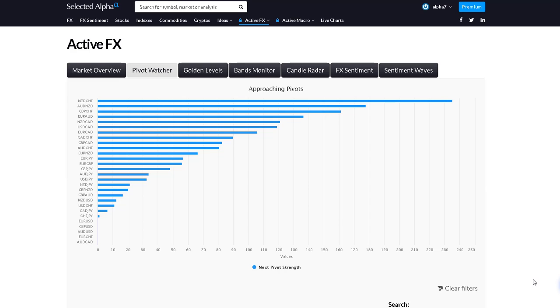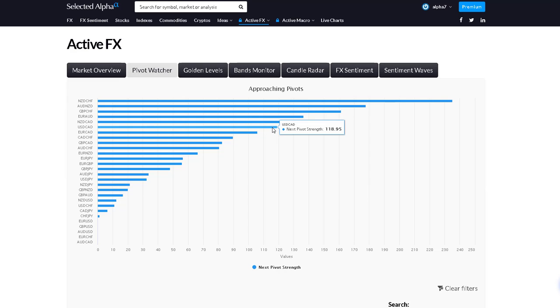PivotWatcher is constantly watching the markets for the currency pairs that are approaching significant price pivots. These can be horizontal levels or daily Bollinger Bands. The price should be moving in the direction of the pivot to be included in the report by the PivotWatcher. Maximum distance to a pivot is 1.5 daily average true ranges.